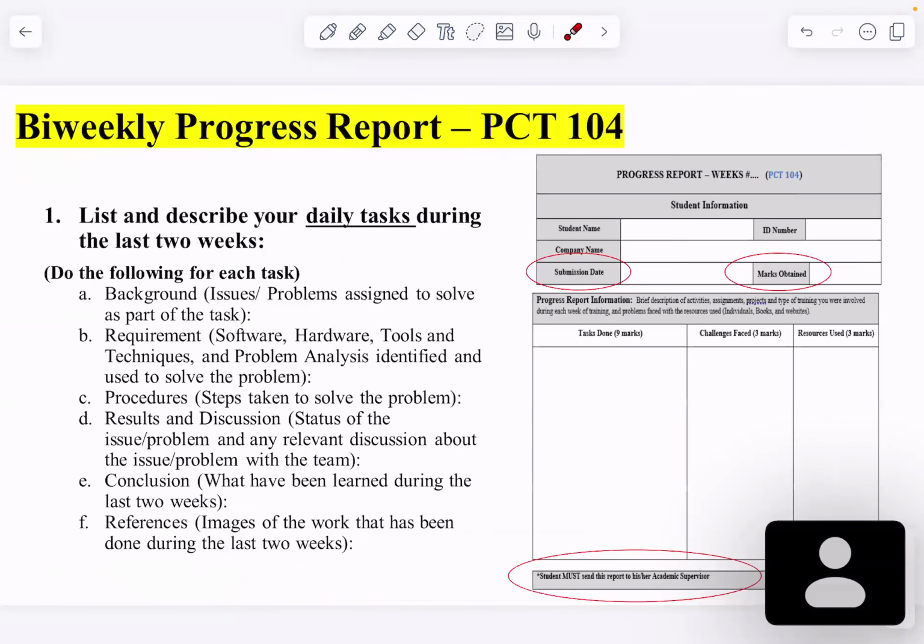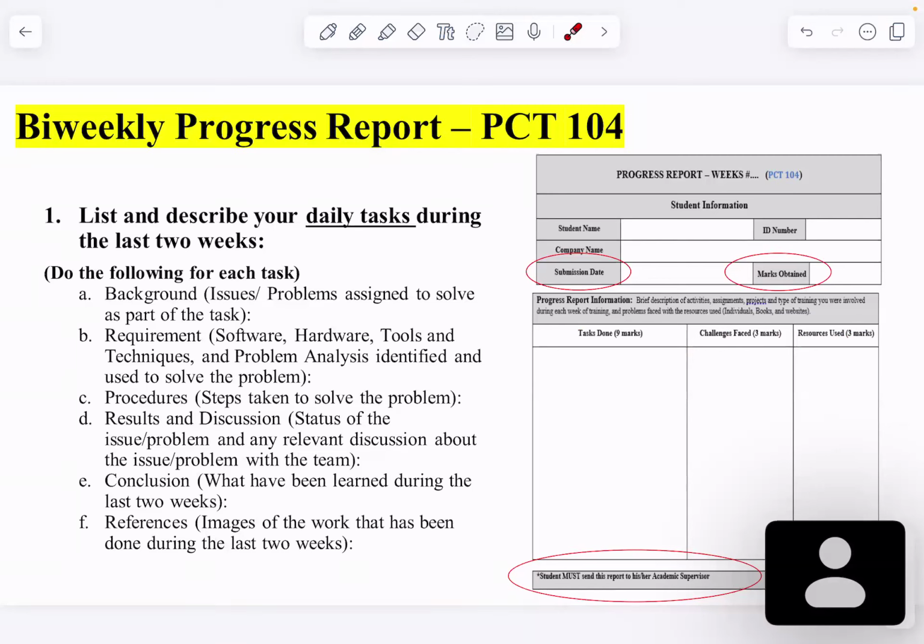This is one of the forms that I need you to be aware of: the bi-weekly progress report. This should be submitted during the training, and we have a minimum of 4 progress reports. So every 2 weeks, or according to the plan given to you through Blackboard by your academic supervisor, you should report what you are doing. This form is a brief form: what are the tasks, the challenges, and the resources?